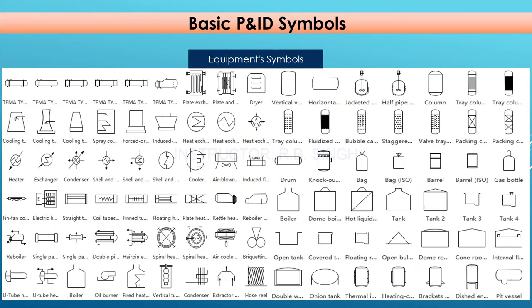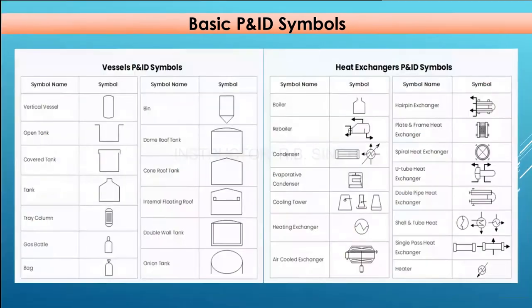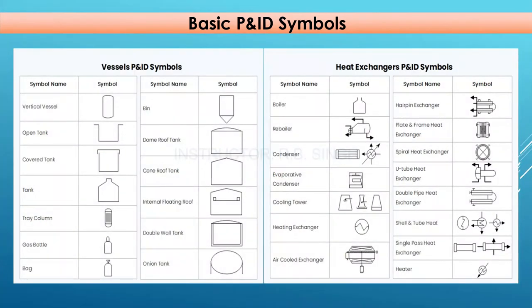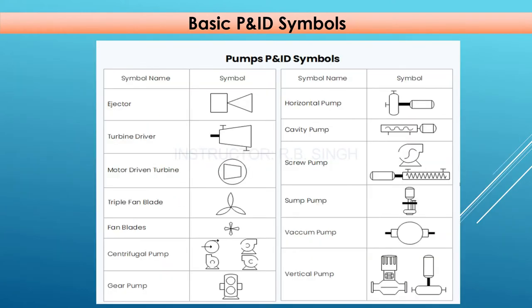We need to know its process connection, its sizes, its nozzle locations, every detail. So these are some equipment used in engineering projects, like refinery, LNG projects, petrochemical projects. Whenever you work in any project, these types of equipment will be familiar to you. These are some vessels and some heat exchangers you will see in your projects. Basic P&ID symbols, some ejectors, turbine drivers, some pumps like centrifugal pumps. You will see these very widely in your projects.